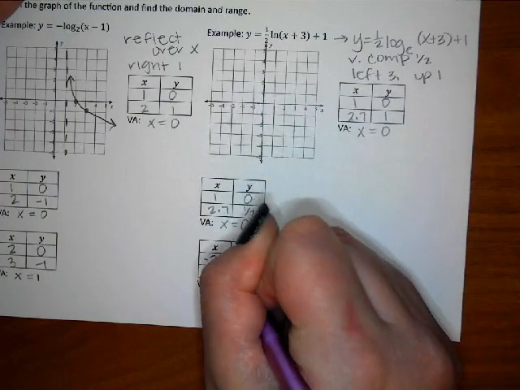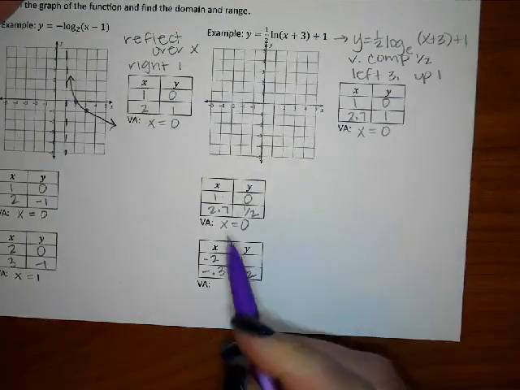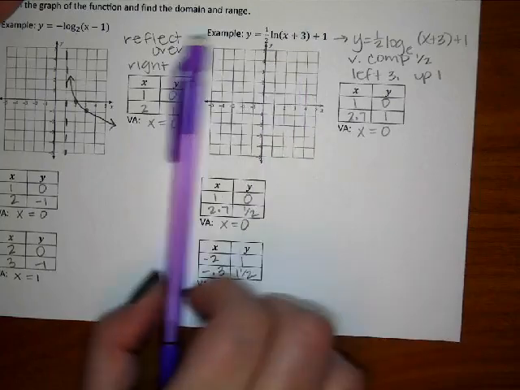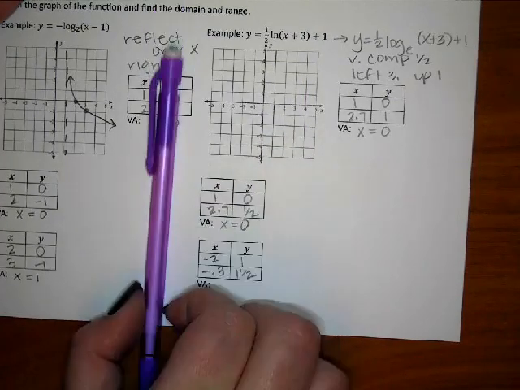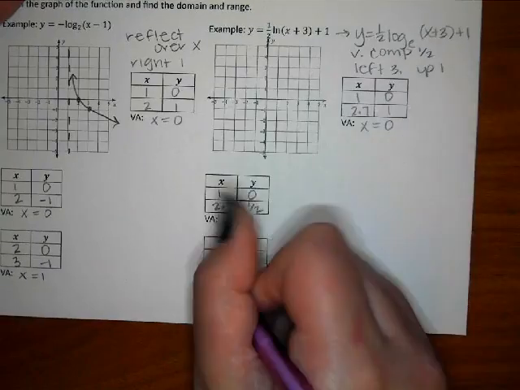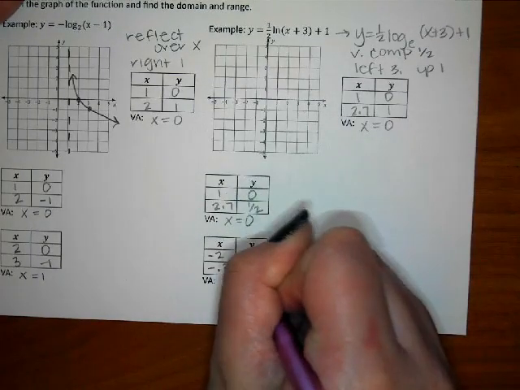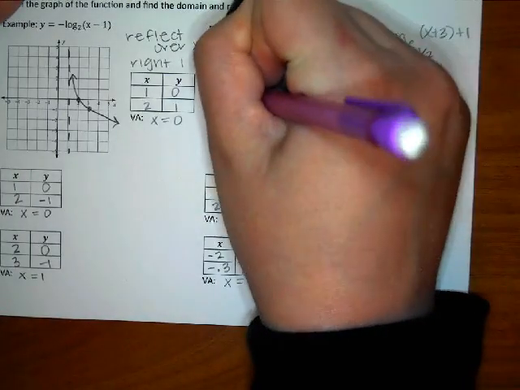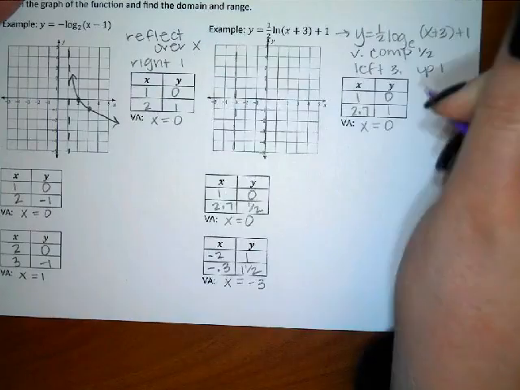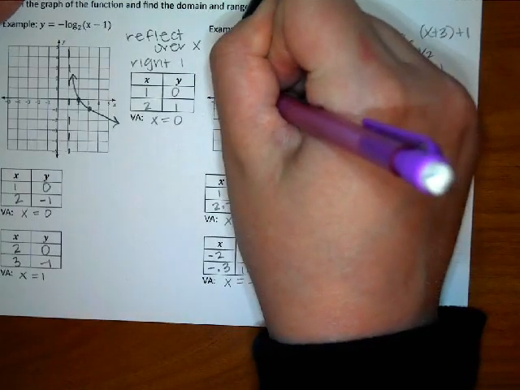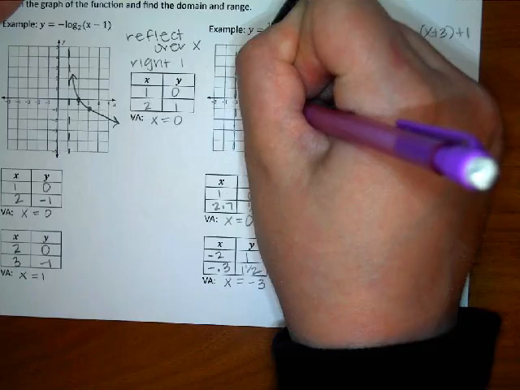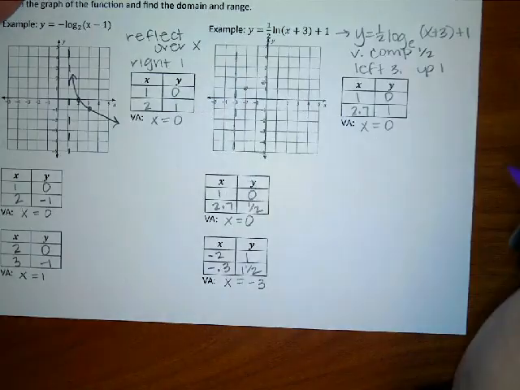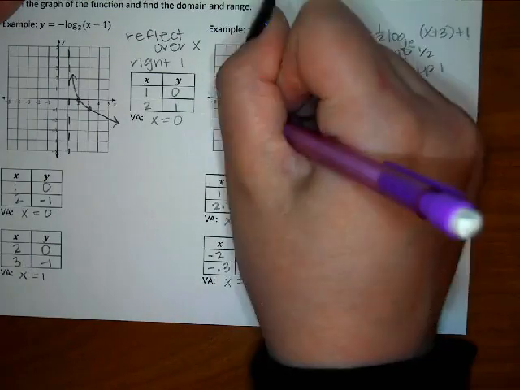So (-2, 1) and (-0.3, 1.5), like there-ish. And the vertical asymptote, if I have the graph, the vertical asymptote right here, shifting it to the left 3 would actually move it. Shifting it up 1 wouldn't actually move it anywhere. So the vertical asymptote is x equals -3. So the graph would look like this.